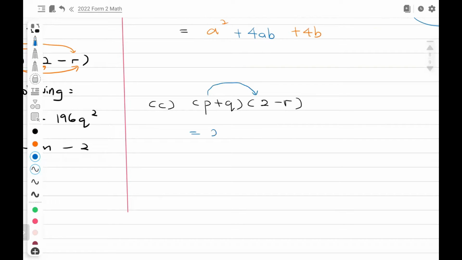So 2P times negative R is negative 2PR. Then the second term, positive Q times 2 is positive 2Q. And the last one is negative QR. Then you double check if there's no like term, then this would be the final answer. Expansion means multiply.